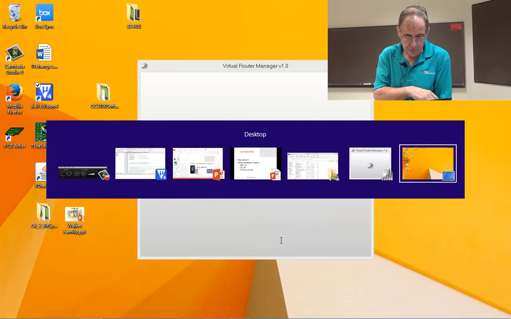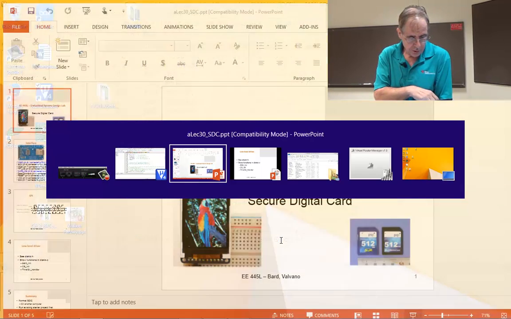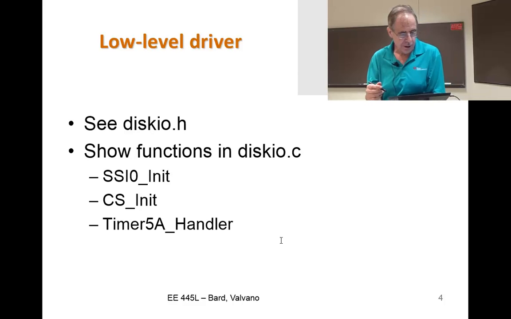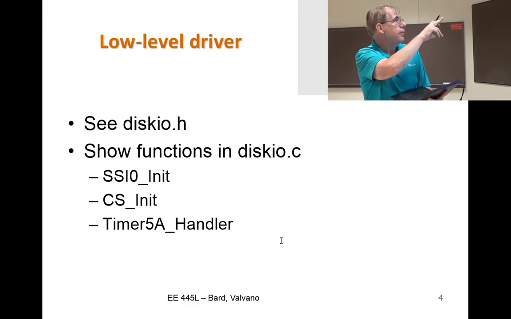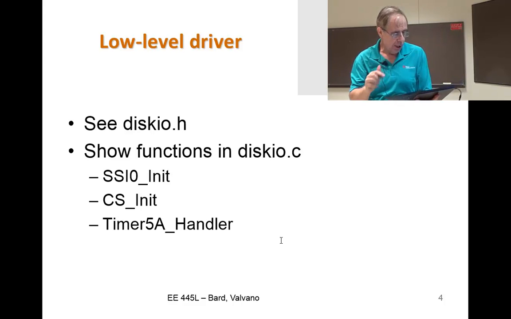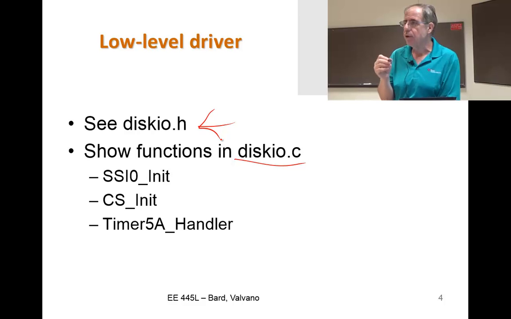So the low level initializes. Let me show you how to change the thing if you want, and that's in disk.io.c. So if you want to know what's going on, then that one. But you've got to know how it works as well, so we're going to look in the C file.